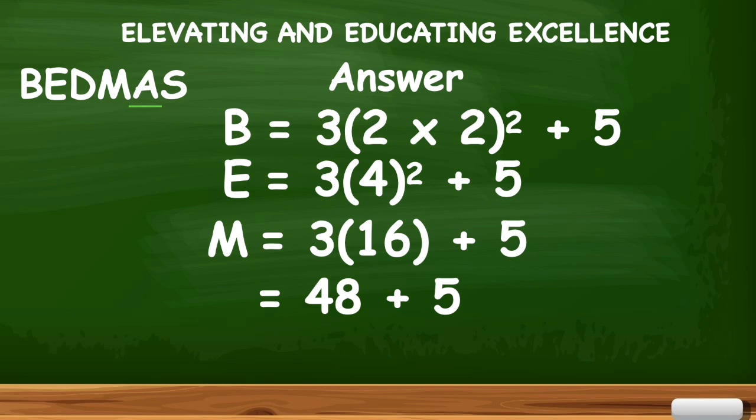The last thing we do is A. There is addition: 48 plus 5. So we solve for the addition. 48 plus 5 equals 53. Your answer is 53.